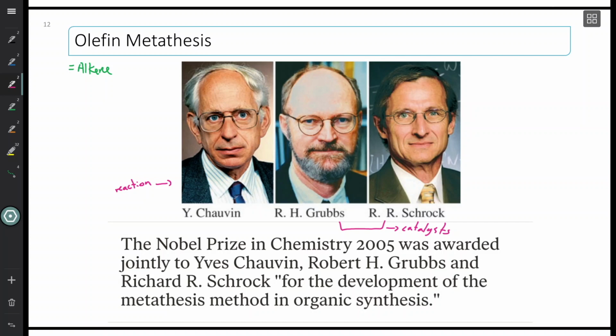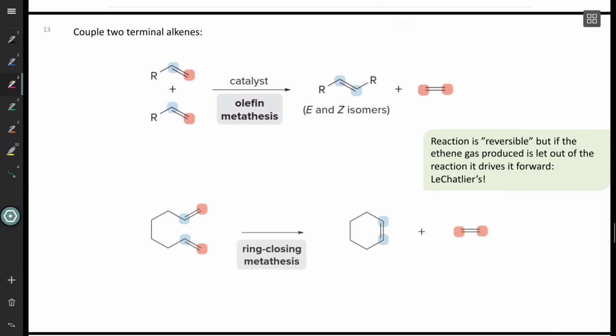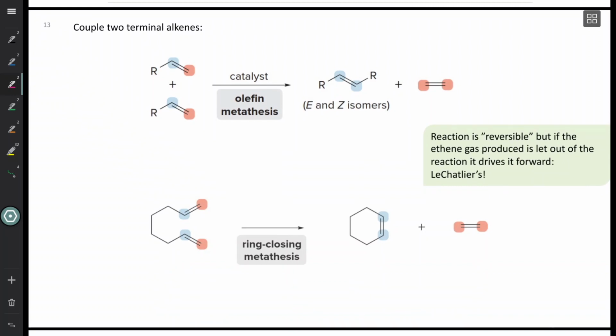Again, right, the catalysts really determine how these reactions will go. And so that's what an organometallic chemist does. He makes these catalysts. So this was the 2005 Nobel Prize in Chemistry. And it's basically a coupling of two terminal alkenes. This is when it's just two, it's called olefin metathesis. And it's not stereoselective, though.